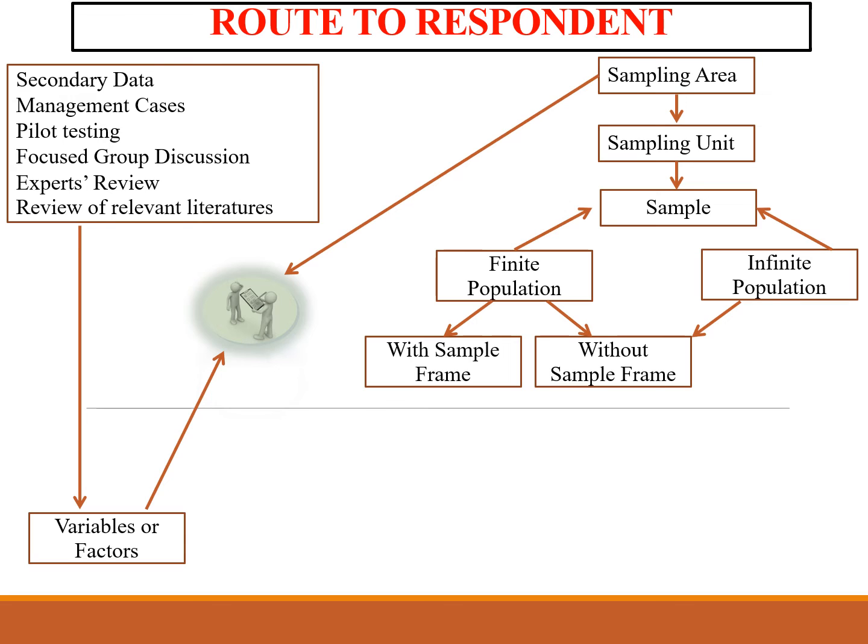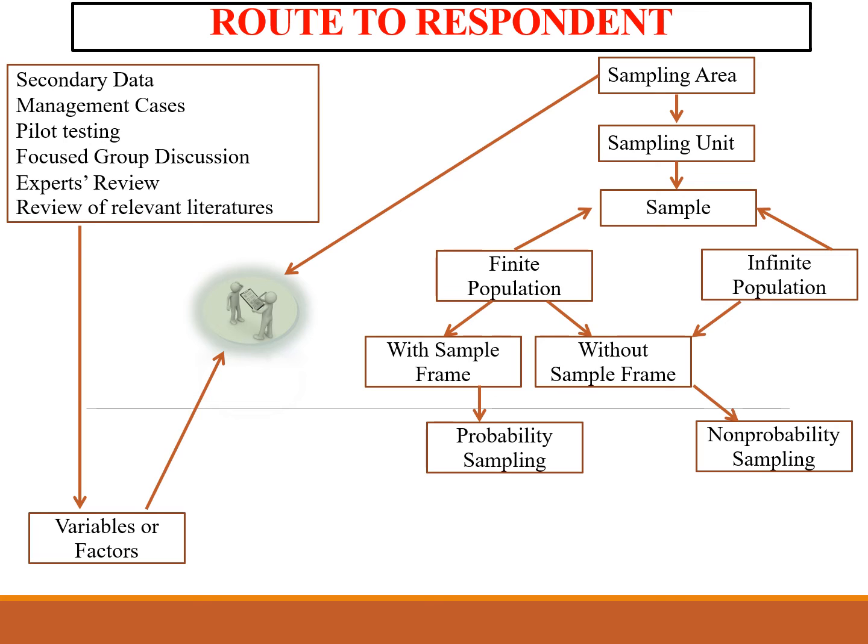If the particular area has a sample frame, then you go for probability sampling. If there is no sample frame, whether it comes from a finite population or an infinite population, then you go for non-probability sampling. This is all about the sampling design.